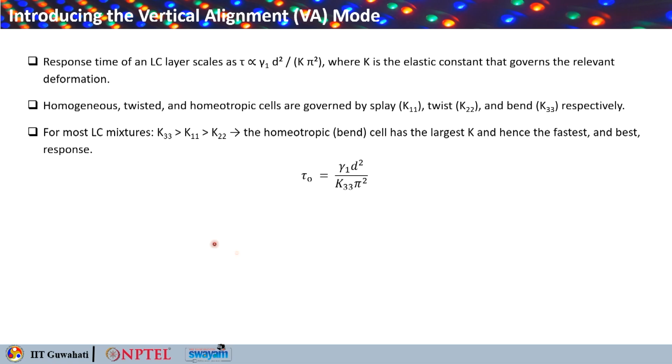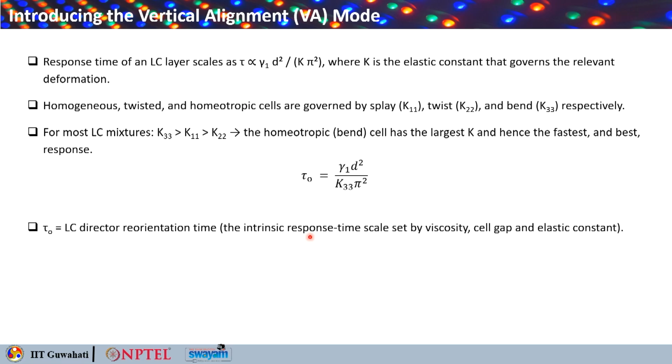So here tau naught can be written as gamma 1 d square divided by K33 pi square. Tau naught is basically the reorientation time, or you can say the response time. And this tau naught, as I mentioned, is the LC director reorientation time. So it is basically the intrinsic response time scale that is set by the viscosity, the cell gap, and the elastic constant.